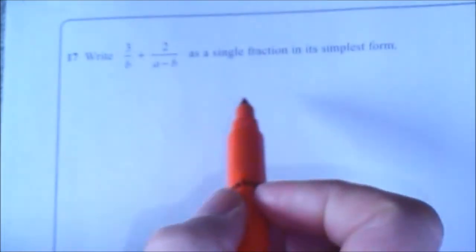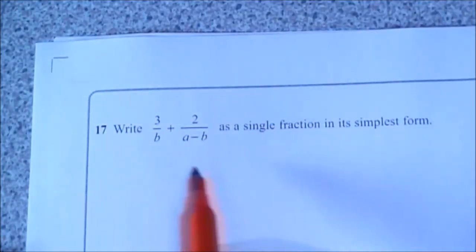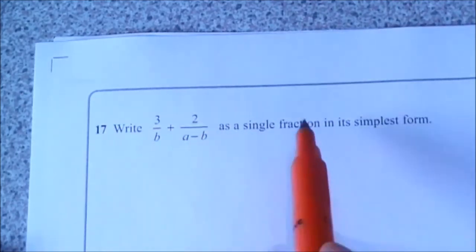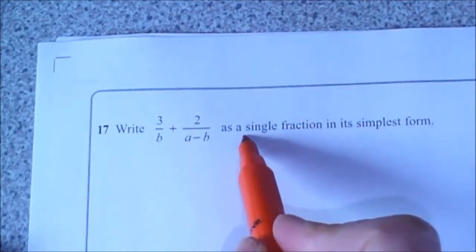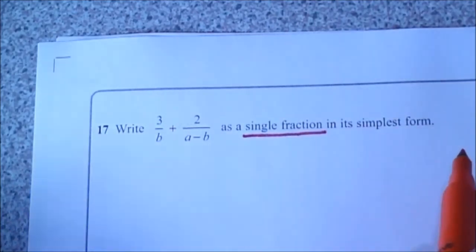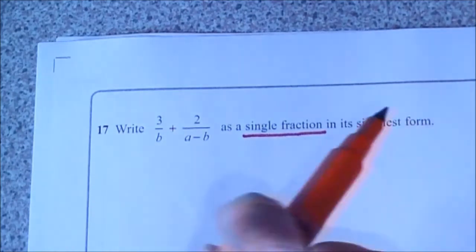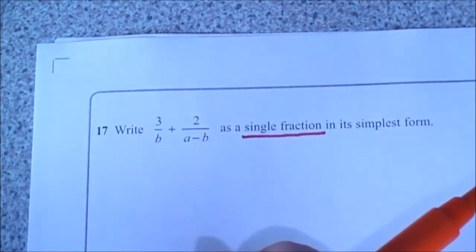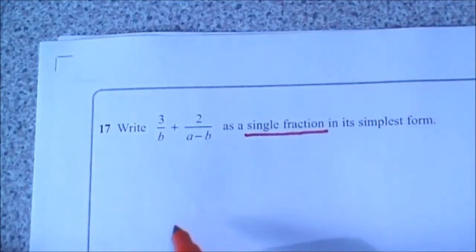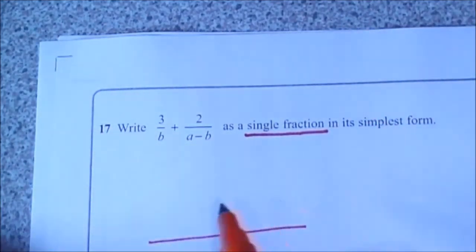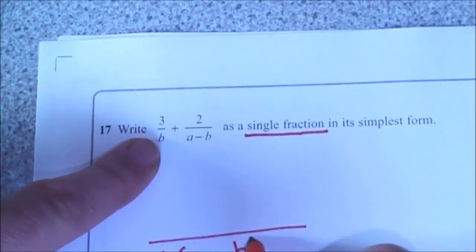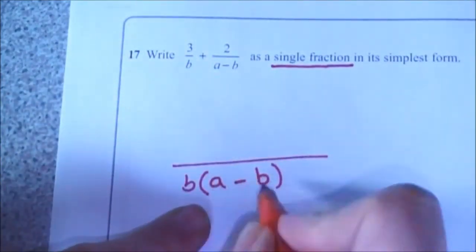Question 17 is about simplifying algebraic fractions. They want you to write 3 over b plus 2 over (a minus b) as a single fraction in its simplest form. Now, they just want it as a single fraction in its simplest form, so don't try and overcomplicate this, okay? It's a 3-mark question. You always, always, always get 1 mark for showing that you're multiplying the denominators together. So I can write it as one big fraction out of b, open bracket, a minus b.